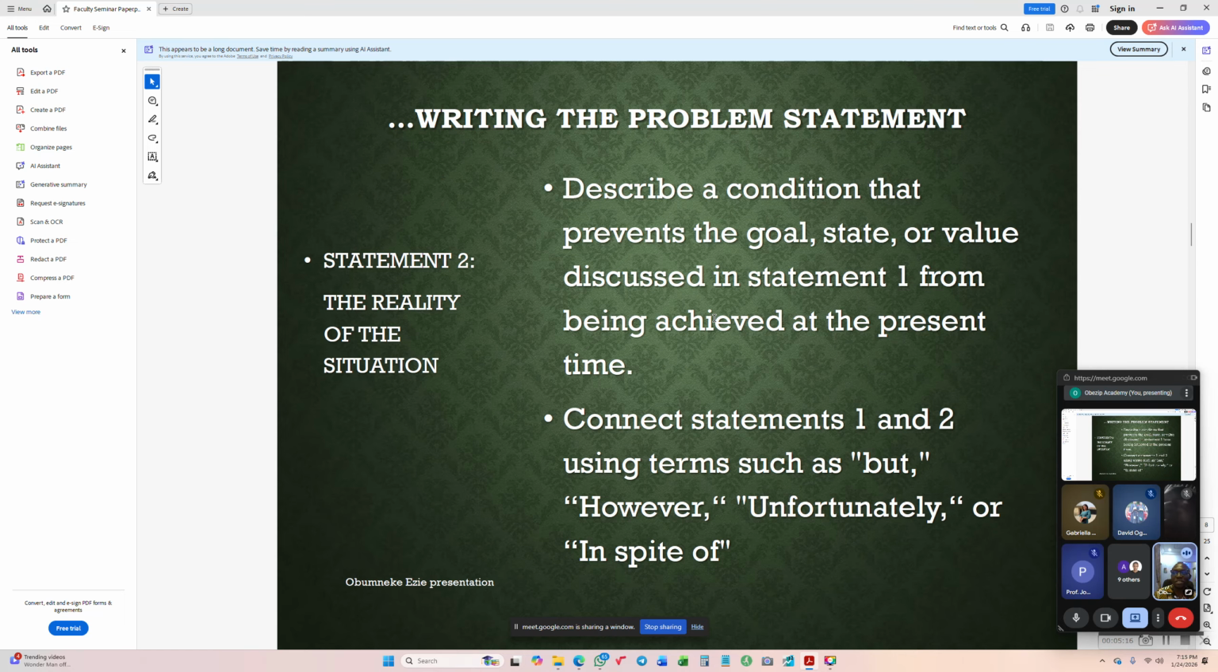Now, the second statement is, what is the reality on ground that made us want to go into this particular research, right? In the second statement here, we'll look at the reality on ground, or try to look at the reality of the situation on ground. Here, we describe the condition that prevents the goal or state of value discussed in statement one from being achieved at this present time.